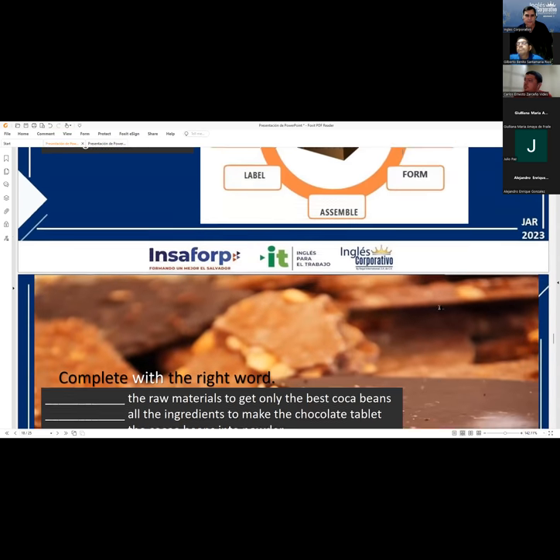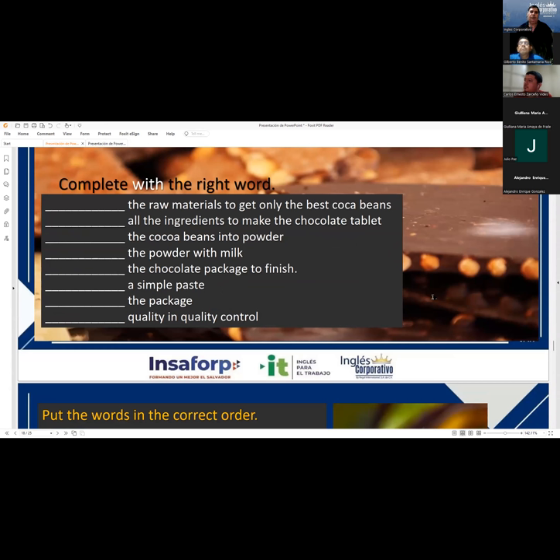So, complete with the right word. Blank the raw materials to get only the best cocoa beans. So you check the cocoa beans and you separate them. Take here, put it good, bad, good, bad, good, bad. What are you doing? Separate. So over here we're going to say separate.